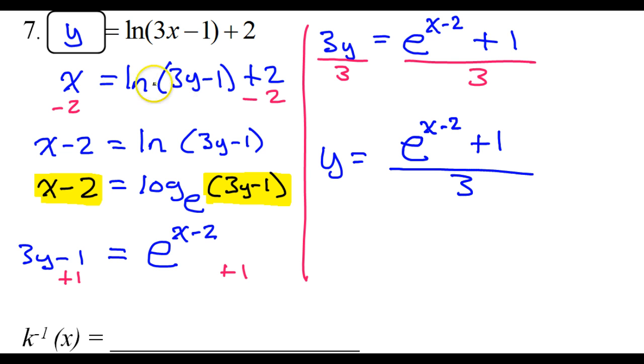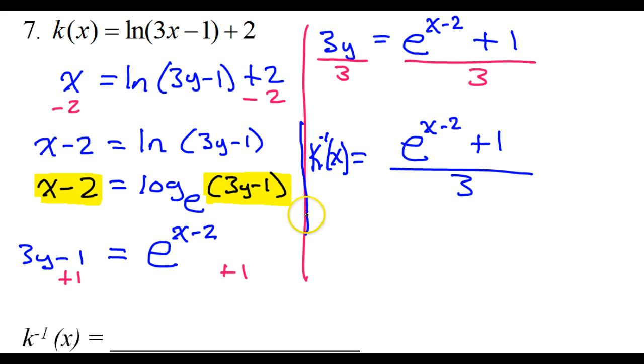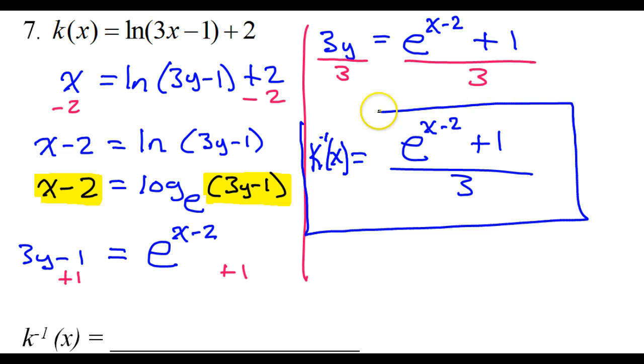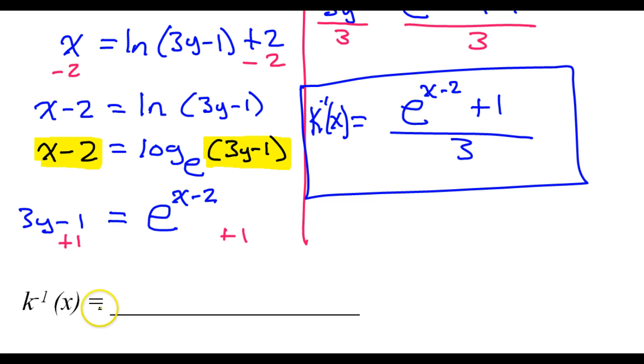Now, instead of putting y, we need to go back to what we started with. We had k of x. Now, I can't call this k of x, because that's already defined. So we will call it k inverse of x by putting that little minus 1 on it. And that is the inverse. Oh, okay, they had a nice spot for us to put it down here.